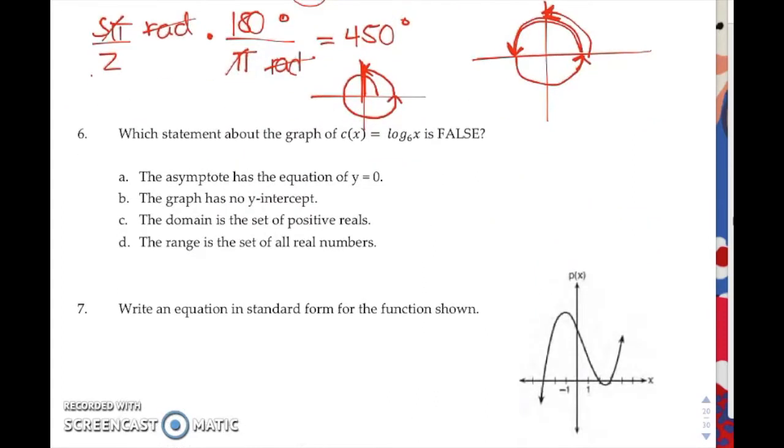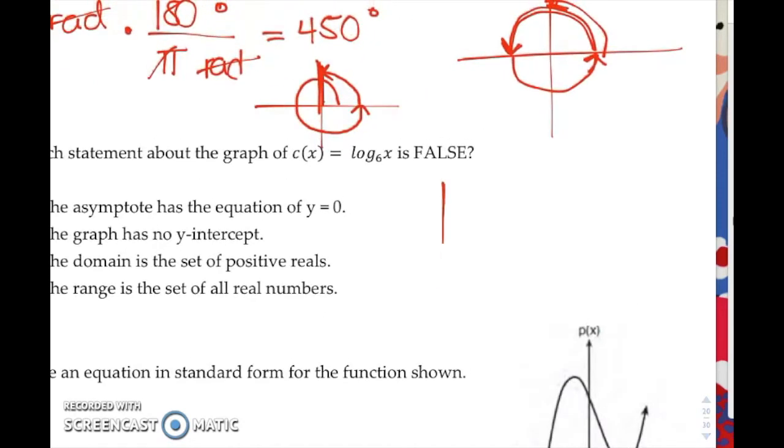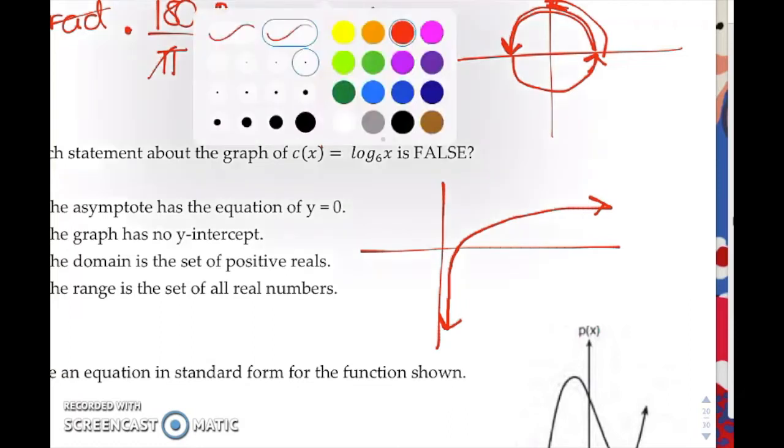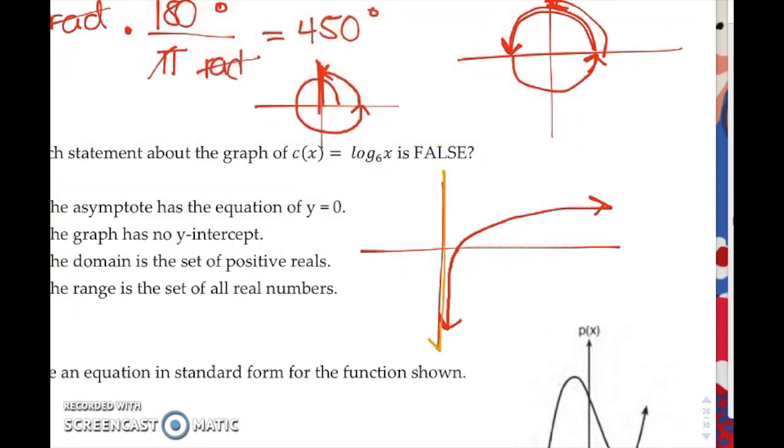All right, which one of these is false about log base 6 of x? So I'm going to sketch that right now. So your calculator is going to show something like this. What we need to remember is that graphing calculators have a limit to what they can show. And so remember that with any log function, you have a vertical asymptote, and ours happens to be the y-axis right now, right? So it keeps going down there, it approaches it, but doesn't hit it.